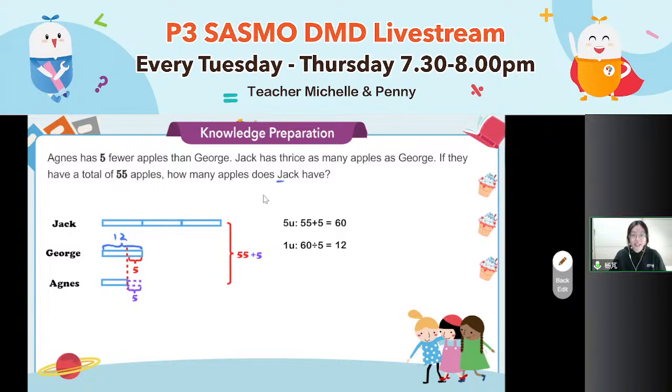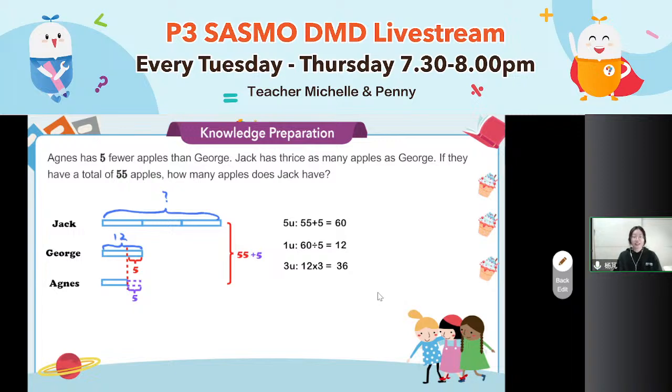But we are looking for Jack. We are looking for this part. Can you tell me how many apples Jack has? One last step. Excellent. 12 times 3. 12 times 3 equals 36. Finally, we find that Jack has 36.